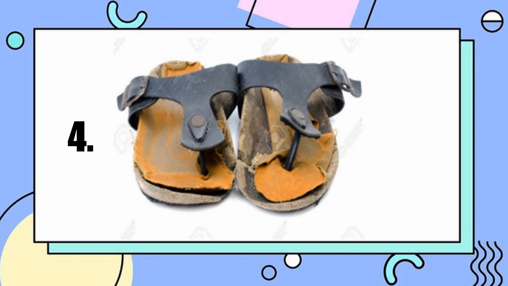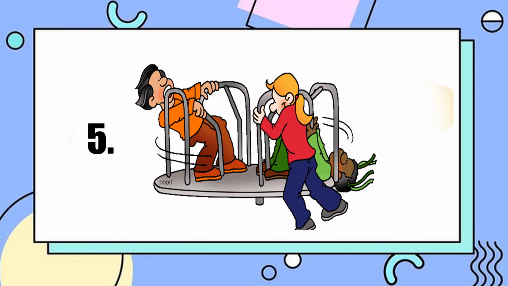Number 4. Does it show desirable or undesirable? Very good. It's thumbs down. Undesirable. Number 5. Does it show desirable or undesirable? The answer is thumbs down. Undesirable.